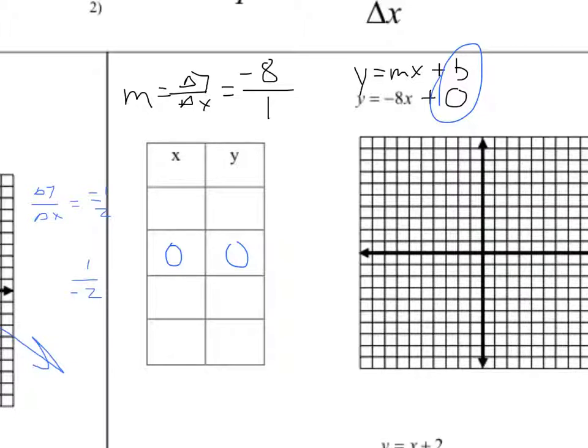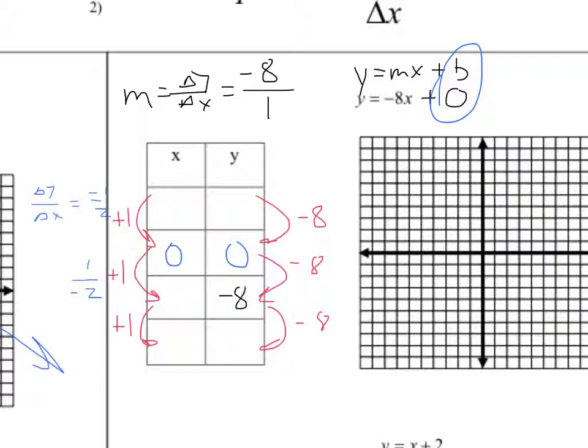All right, so I know that my change in y is supposed to be decreases of 8. These are negative 8s. And my changes in my x's, we have written down, are positive 1s. 0 plus negative 8, or 0 minus 8, gives me negative 8. Minus 8 more gives me negative 16.